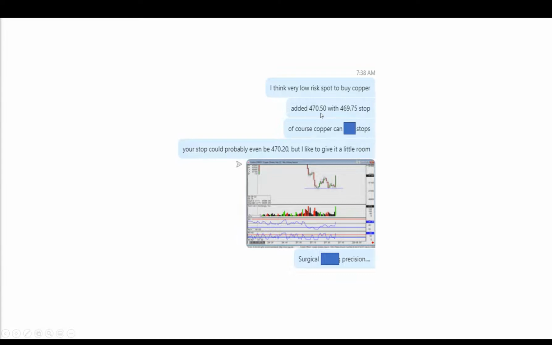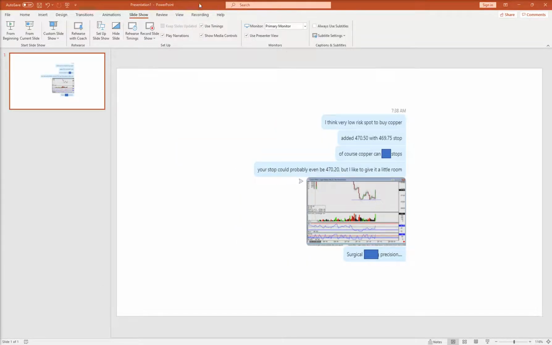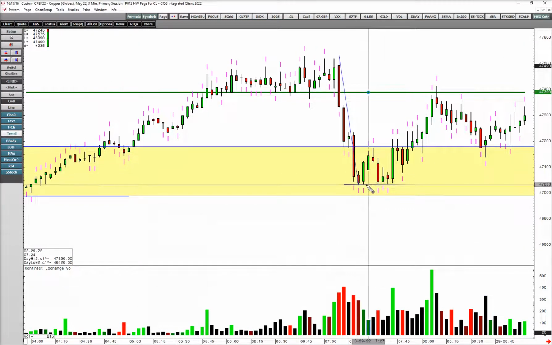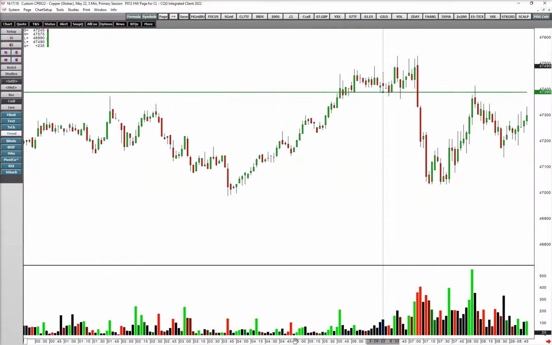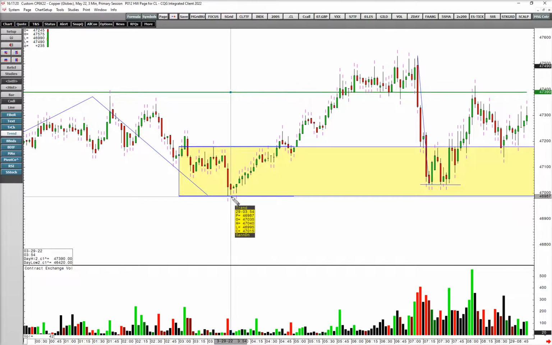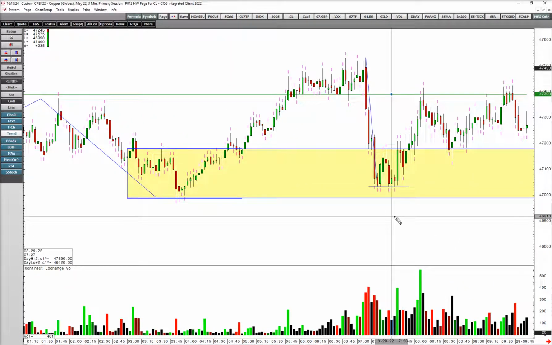I added at 470.50 with a 469.75 stop. Of course, copper can give you slippage when it goes through stops. Your stop could probably even be 470.20, but I like to give it a little room. And I'll show you the room that I gave it here. Rather than be right under this pattern itself, I want it to be under the original entry pattern, just in case we had a little extra move down there, but it turns out I didn't need it.